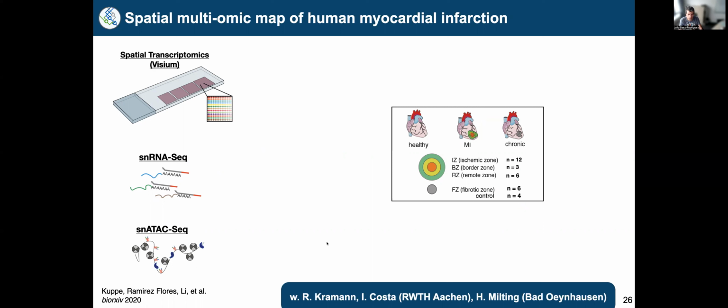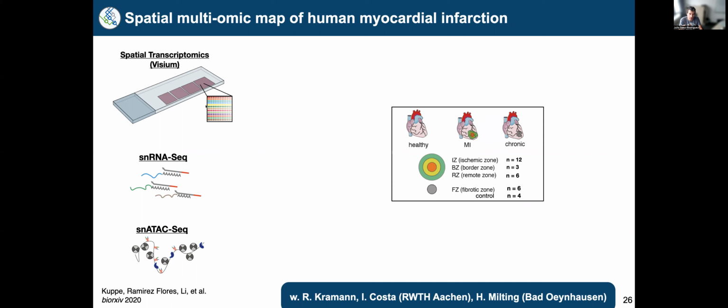So this is work led by Christoph Kuppe, Ricardo Ramirez in our lab, and me. Christoph is from the Kramann lab in Aachen, and we also collaborated with Milton. What our collaborators have access to are samples from heart failure patients, meaning patients that suffered an infarction. For them we had samples in the ischemic zones where the infarction happened, as well as distant zones and somewhere in between, the border zone. We had healthy controls, as well as chronic patients.